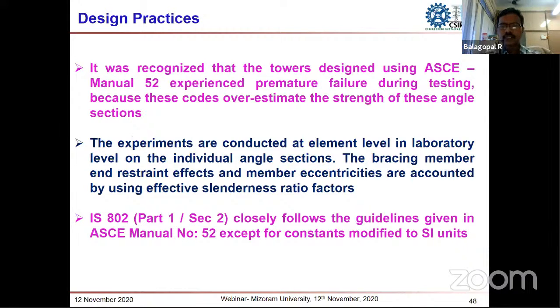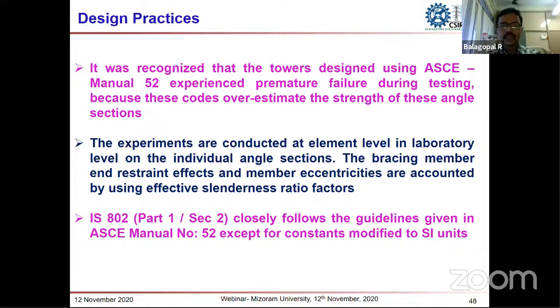And as per the ASCE code, the buckling load estimated as per ASCE overestimates the strength of the angle section, because they are conducted at the element level on the angle section. The behavior is completely different at the structural level. That strength is always overestimated in the code. Member behavior is completely different at the component level than at the structural level.